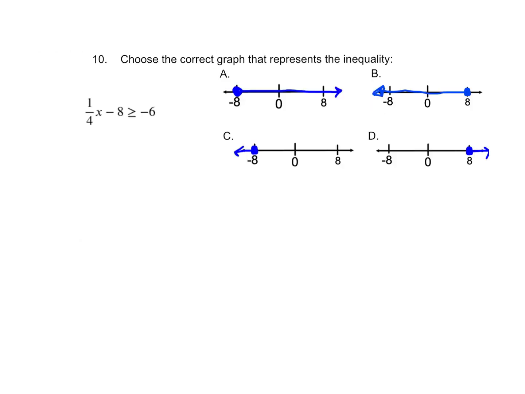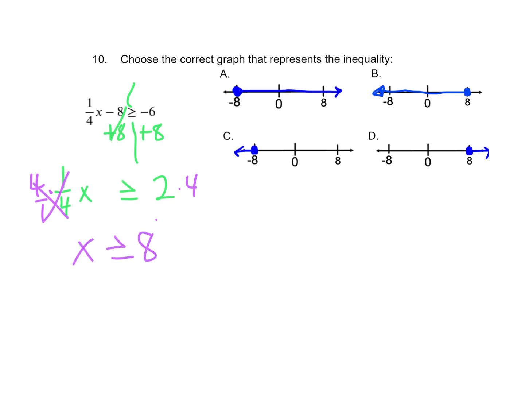Okay, for 10, we have to choose the correct graph that represents the inequality. So here I want to solve the inequality. So I'm going to add 8 to both sides. 1/4 x greater than or equal to 2, because negative 6 plus 8 is 2. And then to get rid of a fourth, I can multiply by the reciprocal, 4 over 1, or just 4, to get that to cross out. So x is greater than or equal to 8.